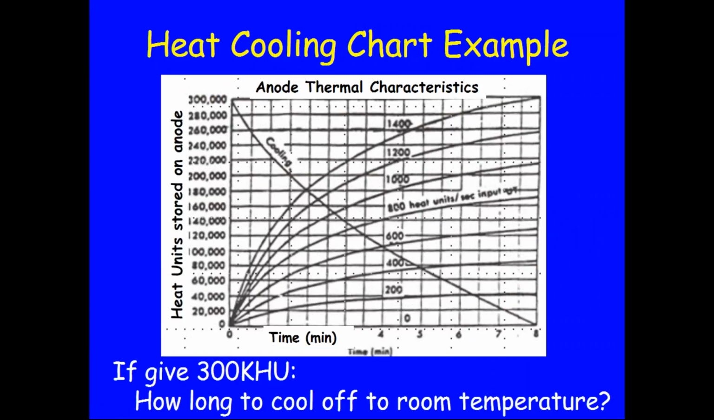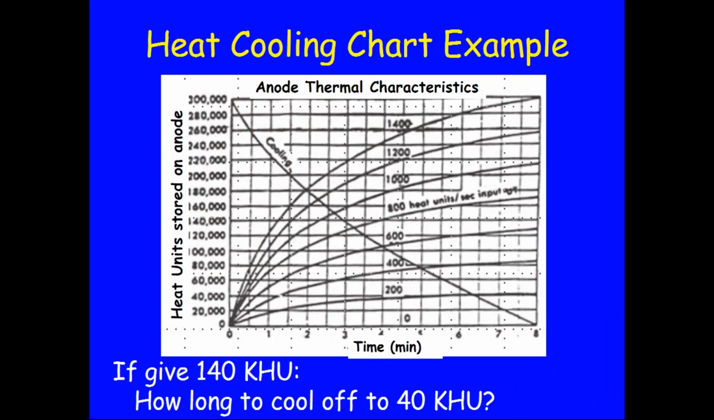Here's an example. If you give 300,000 heat units, how long to cool off to room temperature? Well, I just did that for you, right? You start out at 300 and you end up at 8 minutes, where the tube is back to room temperature, 0 heat units. Okay, 8 minus 0, 8 minutes.